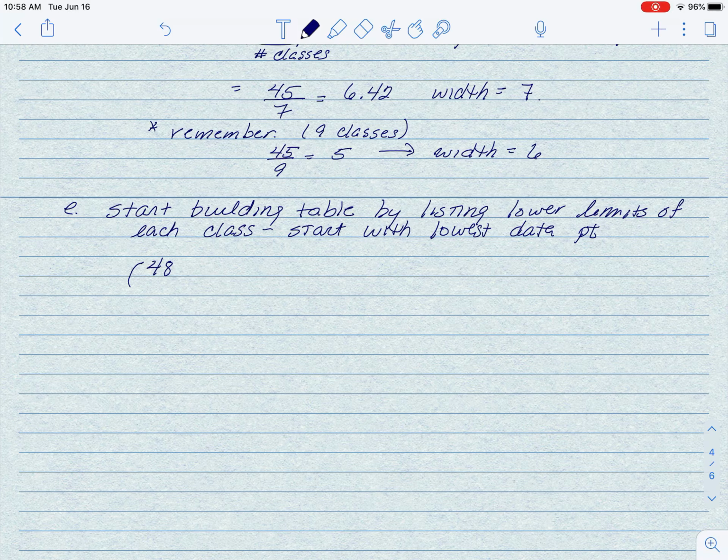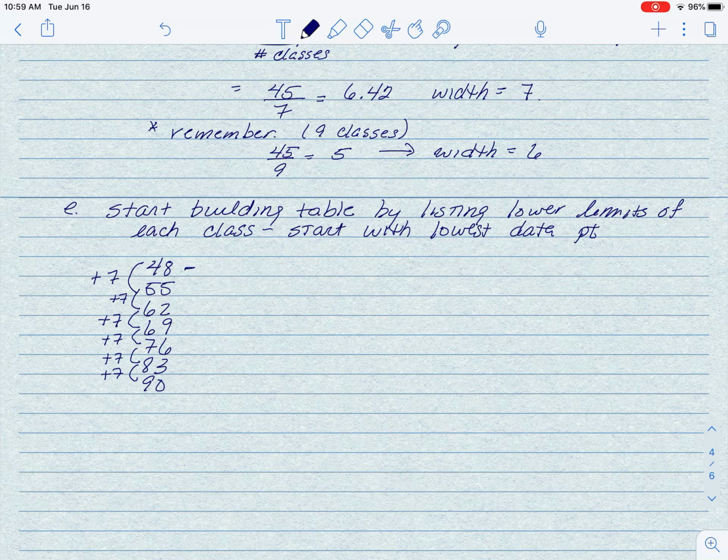Now class width, remember, is always added to that lower limit to get the next limit. So 48 plus 7 is 55. 55 plus 7 is 62. Then 69, 76, 83, and 90. I'm adding 7 each time because 7 is our class width. So each time I go up, I add 7.